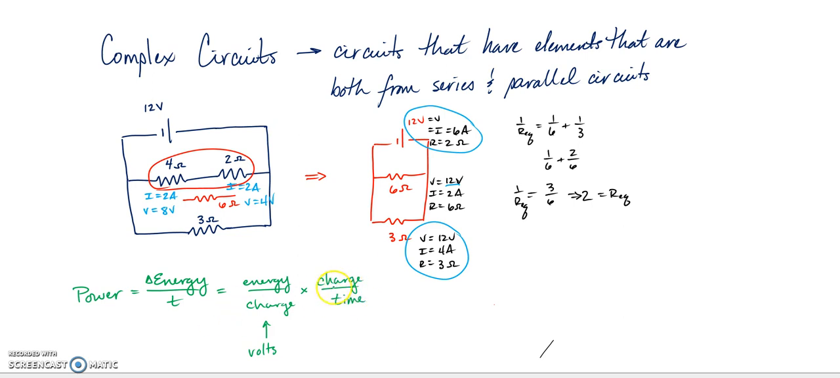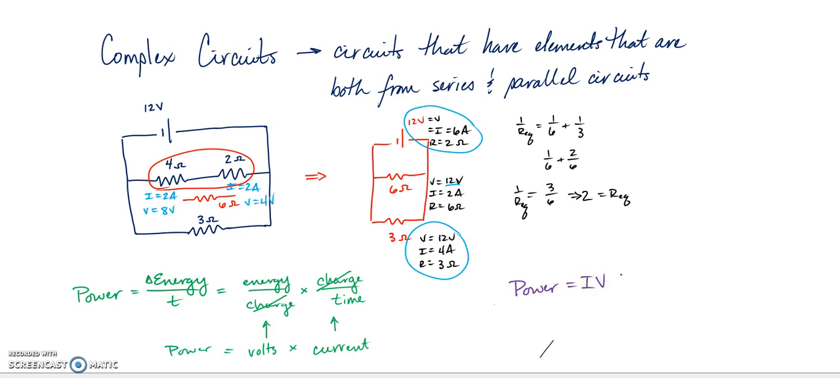Well, if you multiply these two, as I've preemptively done, charge cancels out and you're left with energy per unit time. So that means the equation for power when it comes to electricity is voltage times current. You'll often just see this simplified and written as power equals current times voltage.